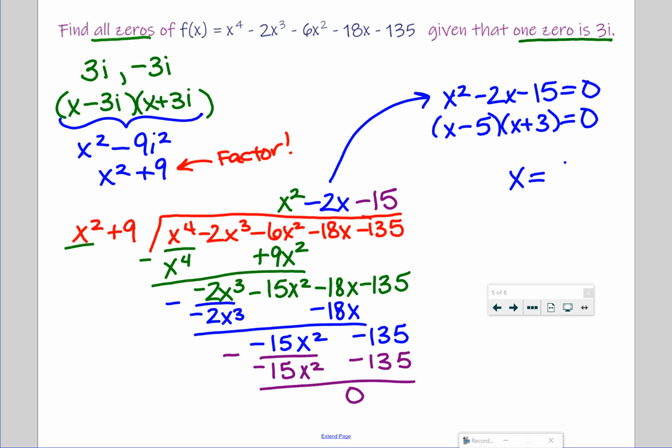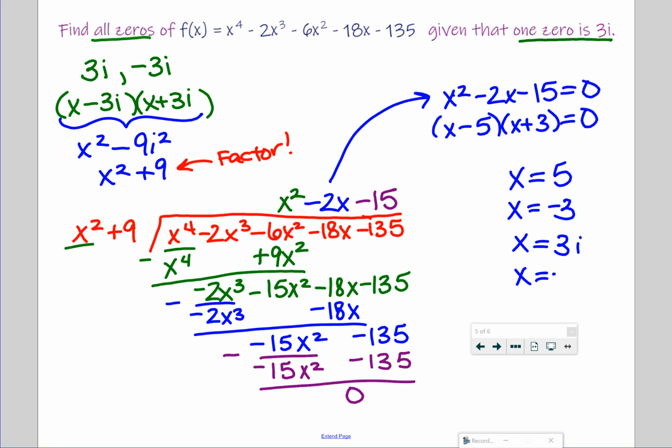So final answers are positive 5, negative 3, and then don't forget we also had 3i at the beginning and negative 3i, which makes up our 4 solutions.